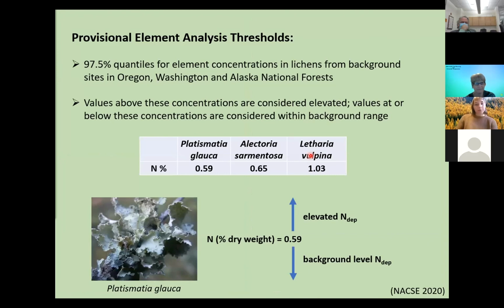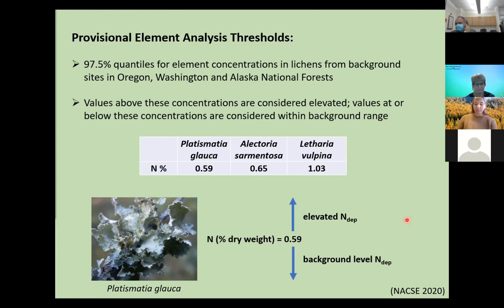So for an initial interpretation of the lichen nitrogen content from my collected samples, I compared my values with the provisional element analysis thresholds for percent nitrogen for my focal species determined by the US Forest Service. And values above these concentrations are considered elevated, and values at or below these concentrations are considered within background range. And down here you can see the provisional nitrogen threshold for Platismatia glauca, and that's 0.59% nitrogen. So a nitrogen content above this value would indicate elevated nitrogen deposition, and a value below would indicate background levels of nitrogen deposition.